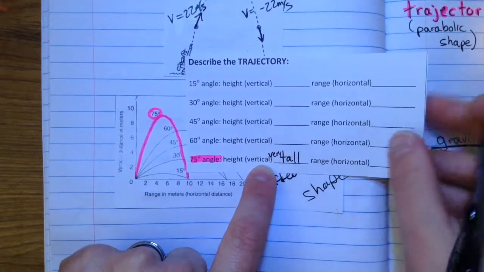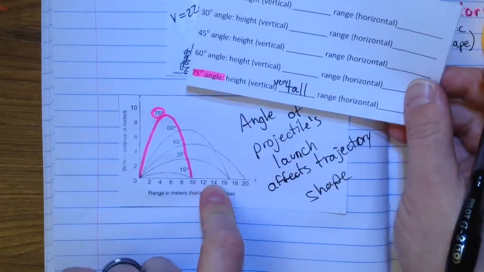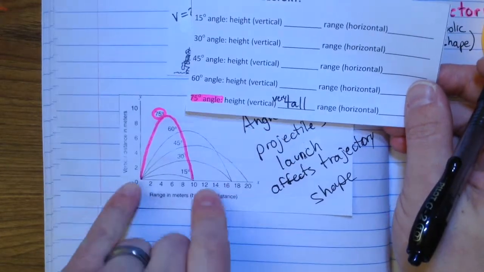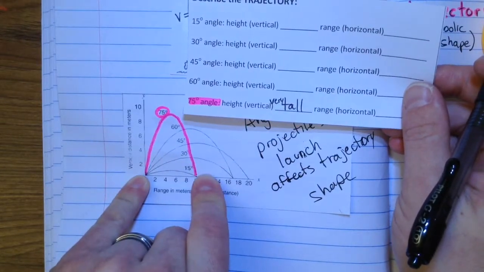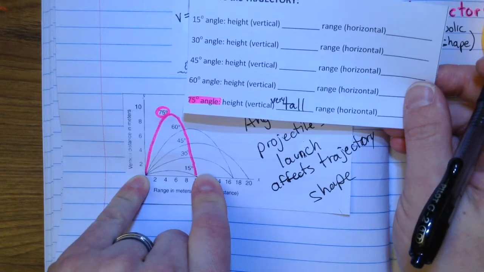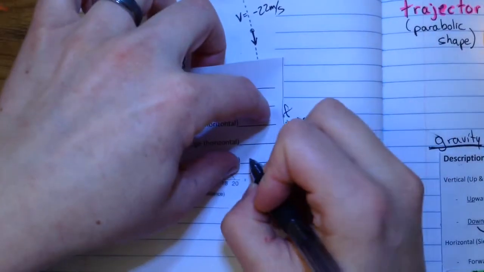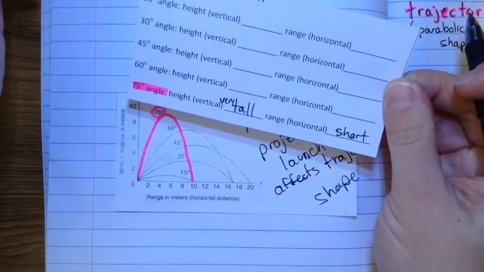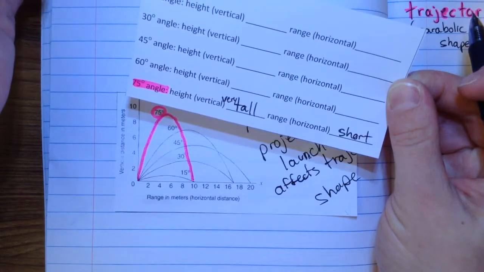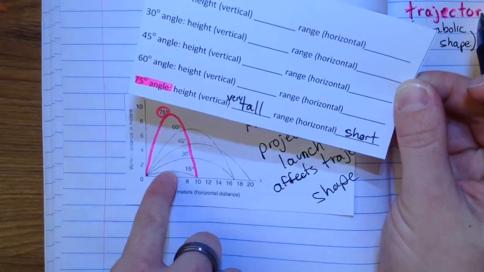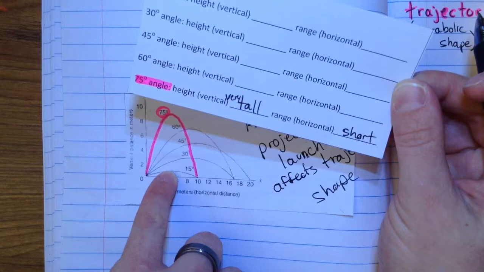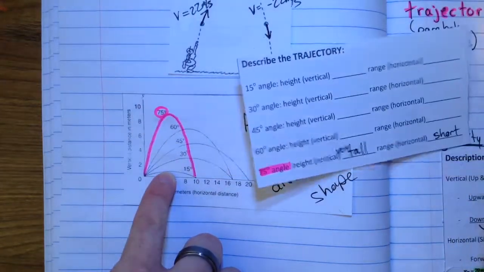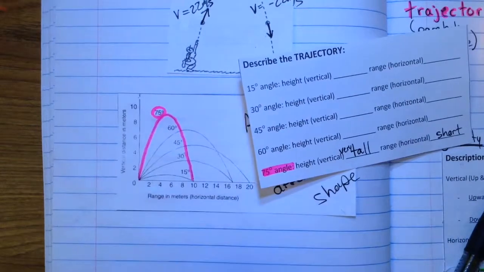Okay? Now, describe the range compared to the others. What's the range? Short. The horizontal. It's pretty darn short, isn't it? So you get a tall height, but you get a short range if you have a 75-degree angle. Okay? Make sense? All right.